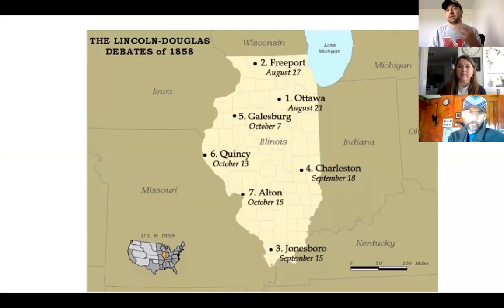And as part of their campaign of 1858, they agreed to a series of seven different debates throughout the state of Illinois. You can see them on the map there. And the Dred Scott decision is one of the things that comes up in these debates.